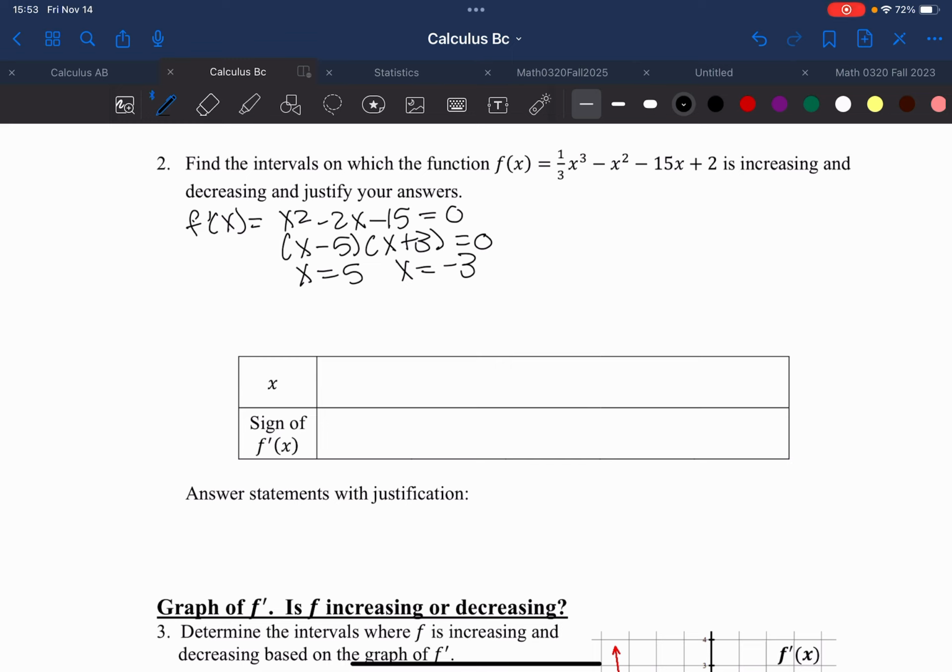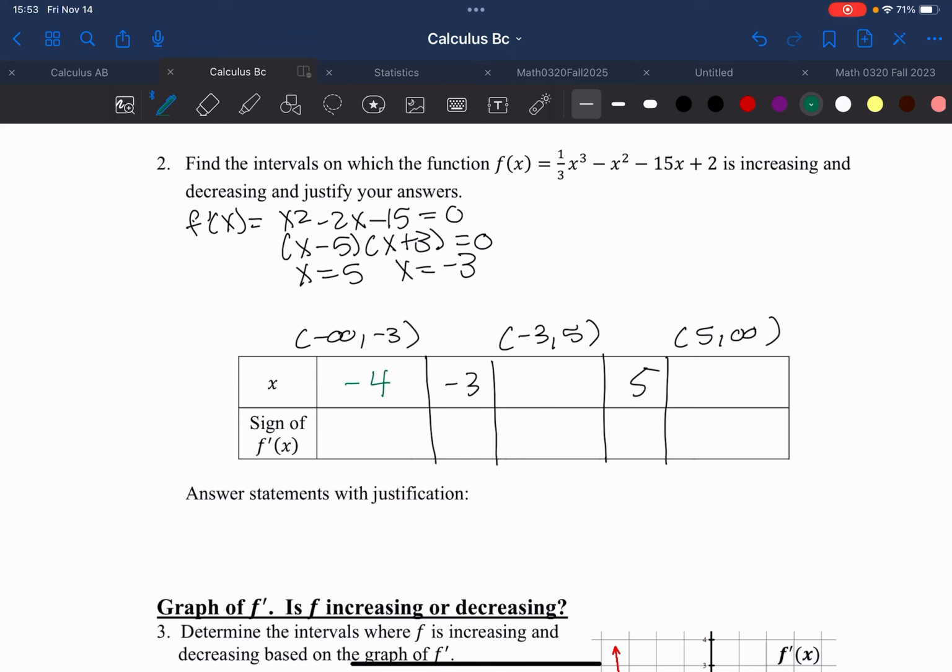From here, I need to establish my intervals and write down my critical points. So I have -3, and then I have 5, which means my intervals surrounding that would be -infinity to -3, -3 to 5, and 5 to infinity. And I would pick a number within each of those intervals to test with my derivative. So I could choose -4, 0, and 6.